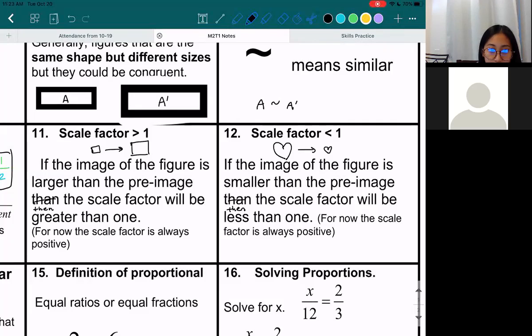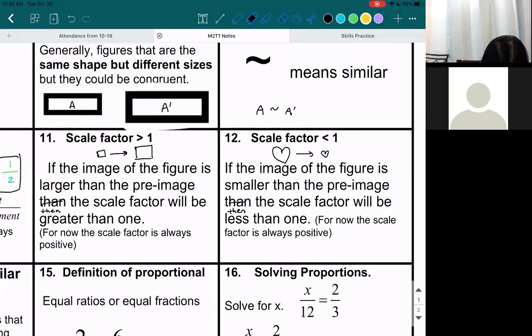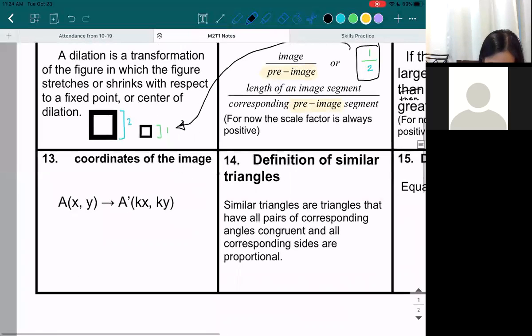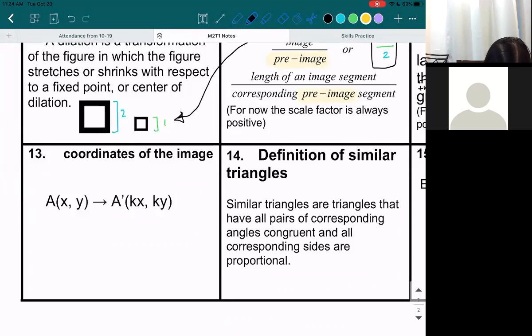Any questions on these two boxes? Okay, I'm going to move it over to box 13, coordinates of the image.